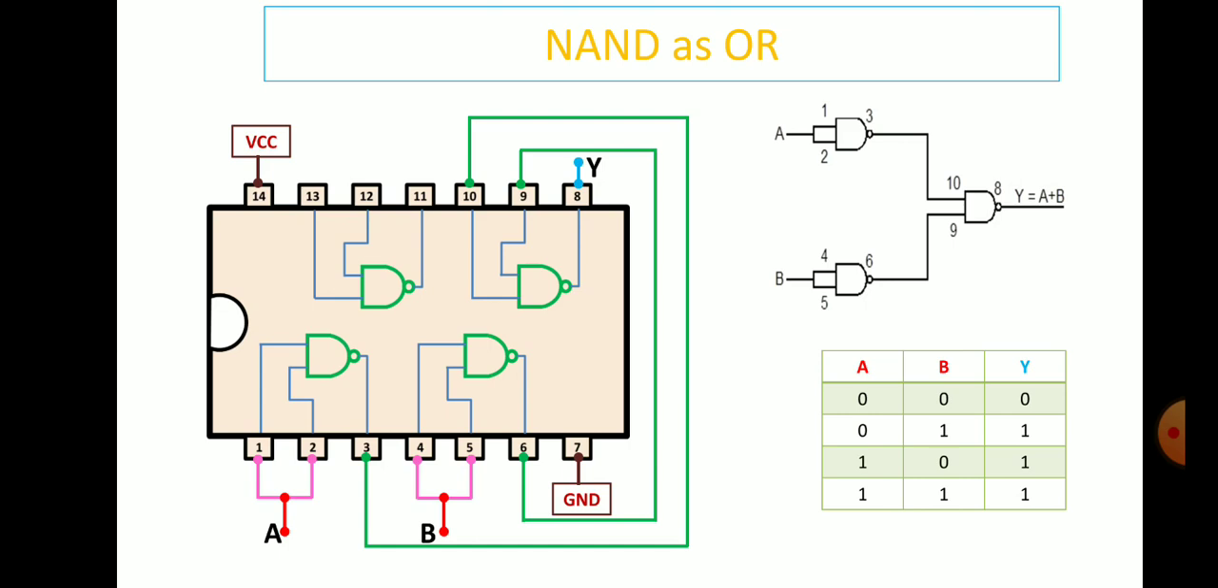The Boolean logic we know is Y equals A plus B. So if either one or both inputs are 1, the output will be 1. If both inputs are 0, then the output will be 0. This is the Boolean expression for the logical OR gate.